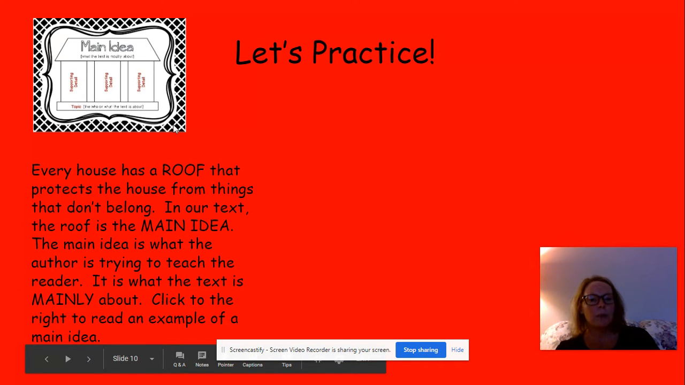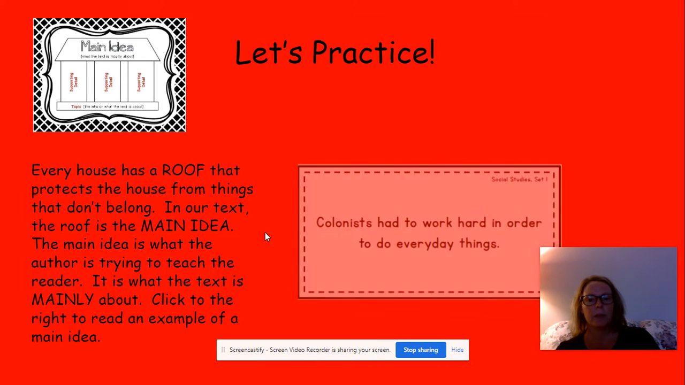Then we have every house has a roof that protects the house from things that don't belong. In our text, the roof is the main idea. The main idea is what the author is trying to teach the reader. It is what the text is mainly about. Click to the right to read an example of a main idea. So here's your main idea. It's what the book is mostly about or mainly about.